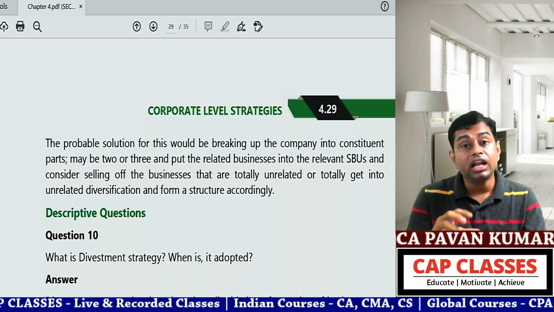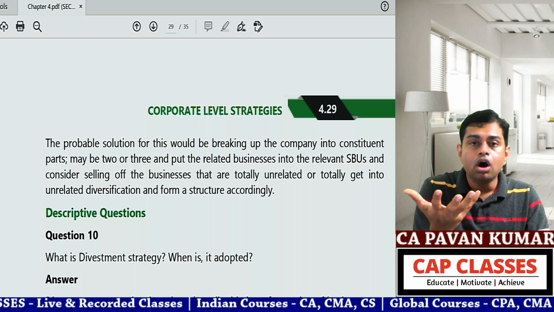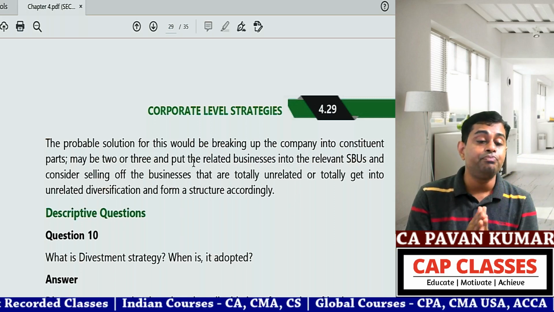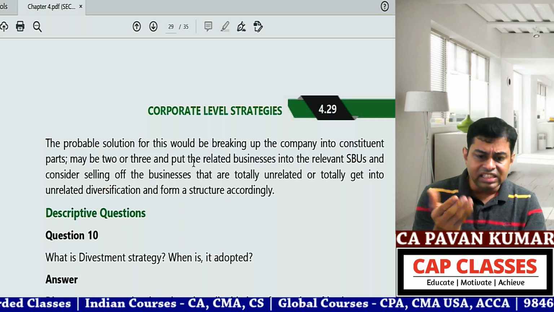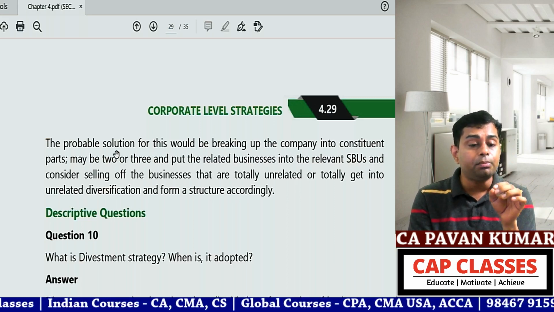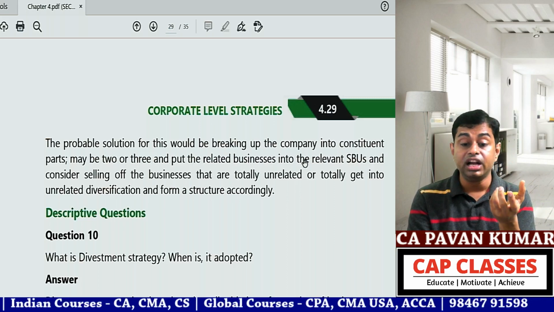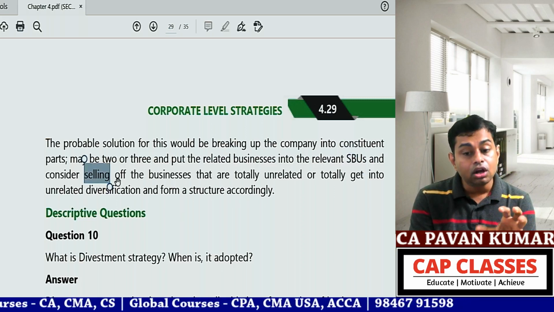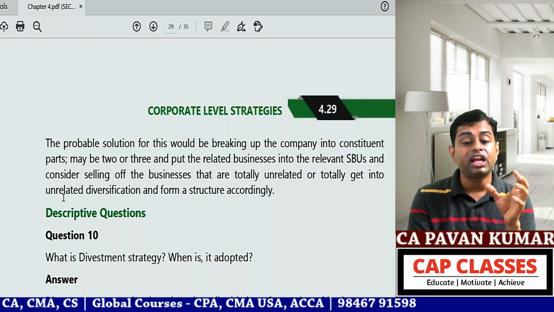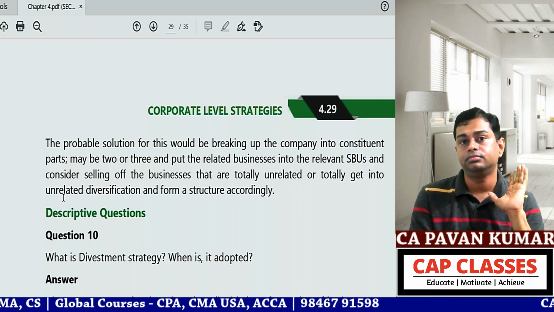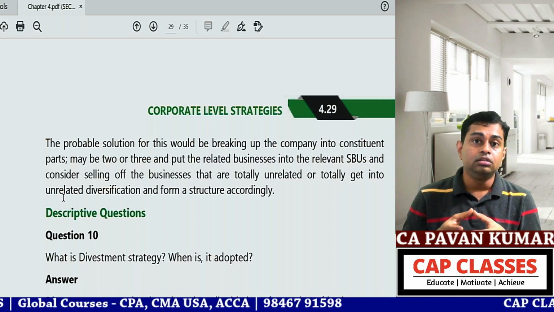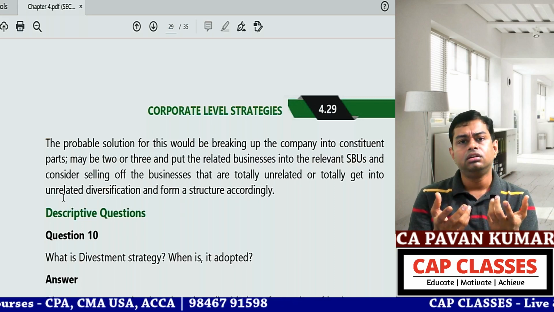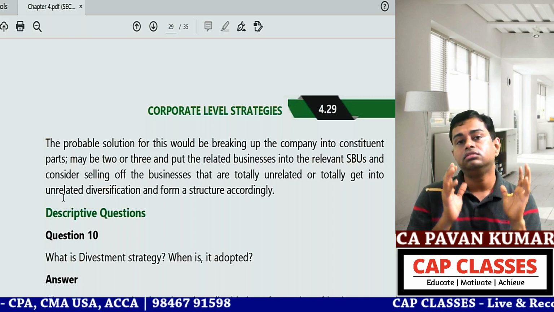Then think, shall I dispose of this SBU or can I do something to revive or stabilize it? That is the last para. The probable solution for this is breaking up the company into constituent parts, maybe 2 or 3, and putting the related businesses into relevant strategic business units, and considering selling off the business or totally getting into unrelated diversification and forming a new structure accordingly. After classifying all the businesses into SBUs, make a decision. Do I need to sell it off or can I do something to continue with this?